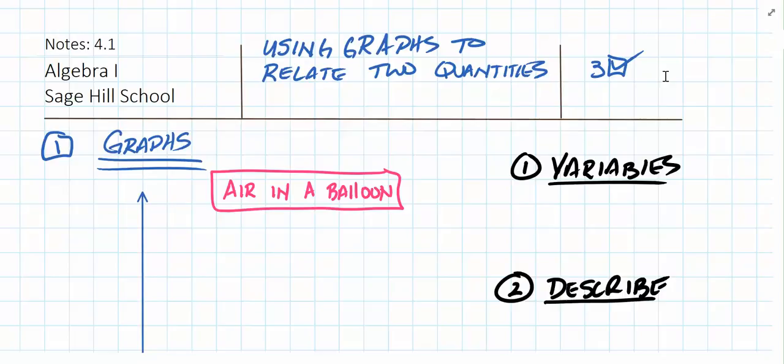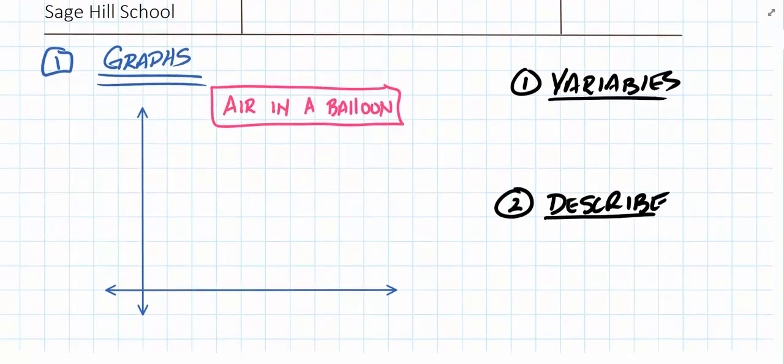And what we want to be able to do in this section for 4.1 is look at a graph, talk about the variables of that graph, and describe that graph using words. Okay, we're going to describe that graph using words.